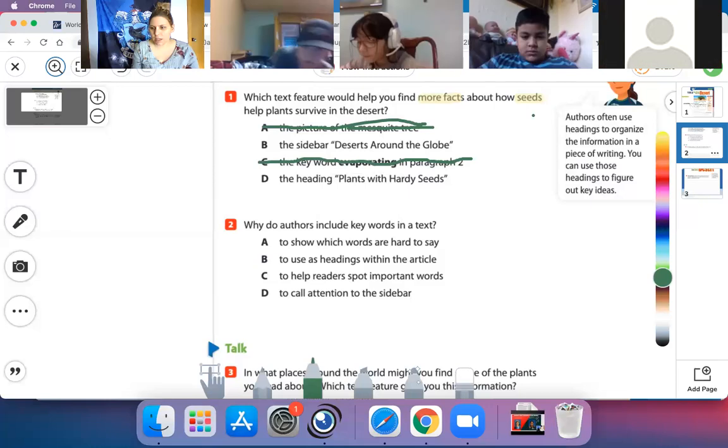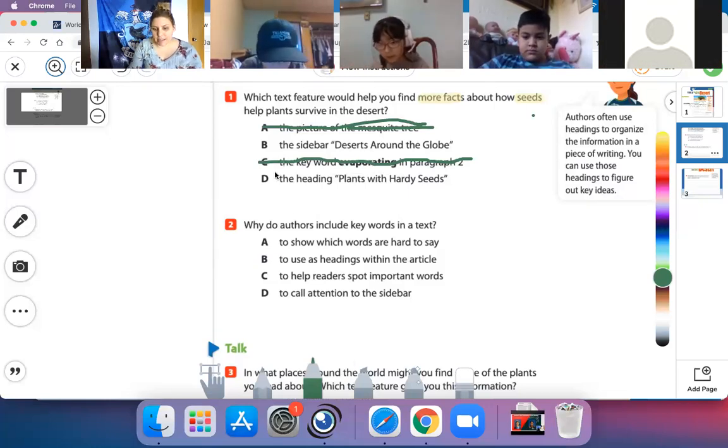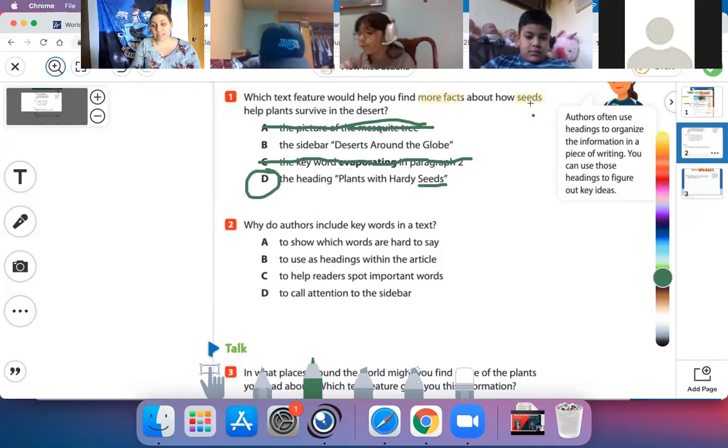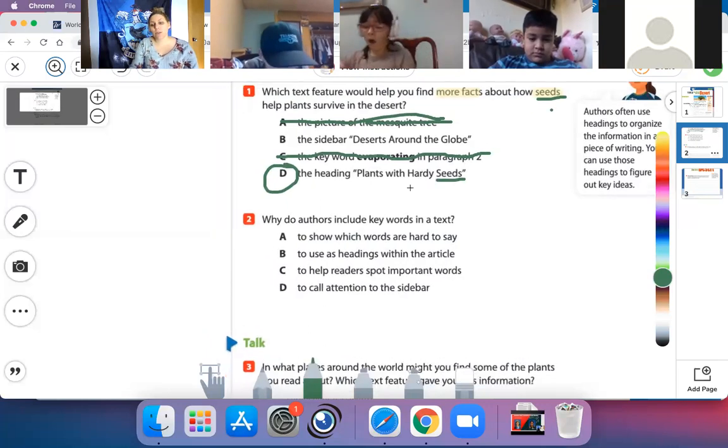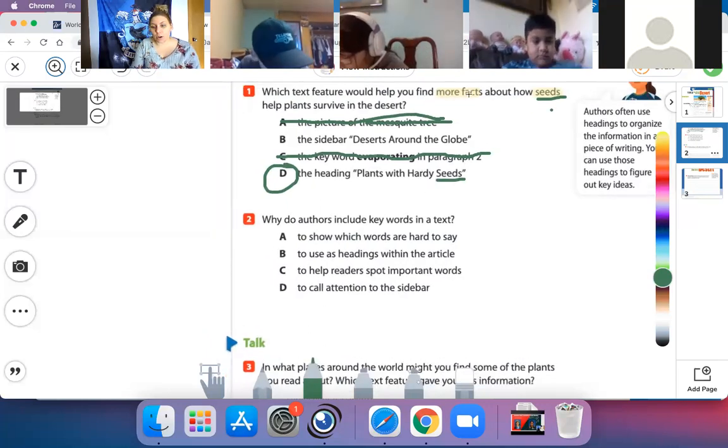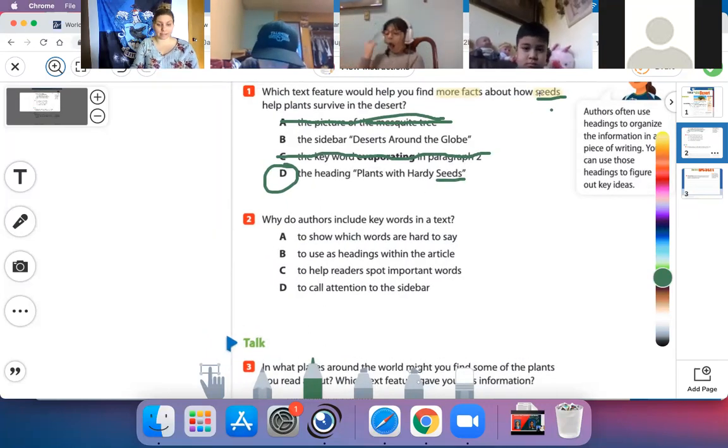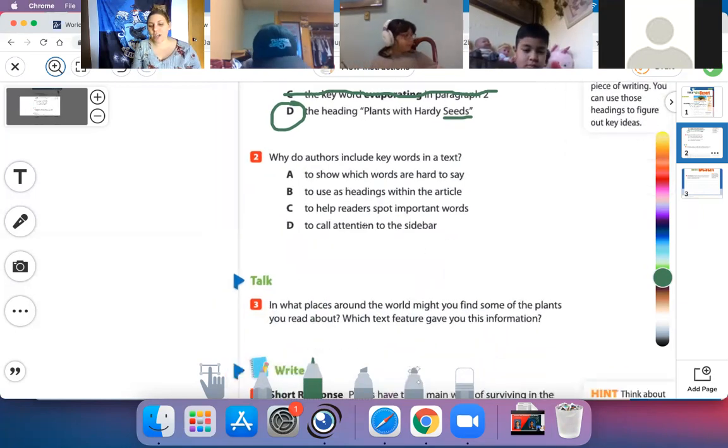Leilani, yes. So the answer is D. The heading plants with hardy seeds, because that word seeds tells us about how seeds survive. So that's going to help us find more facts about the seeds. Very good. All right, question 2.